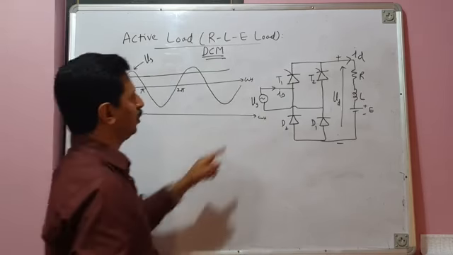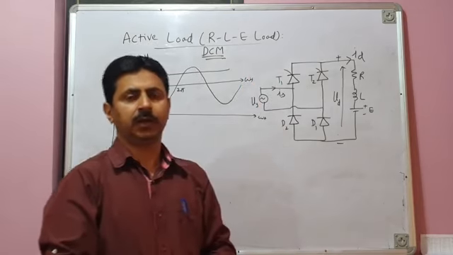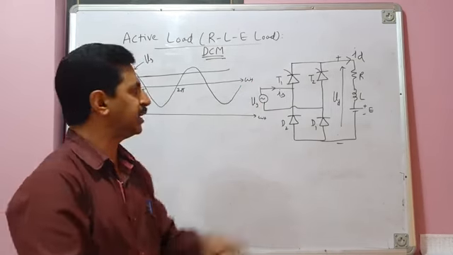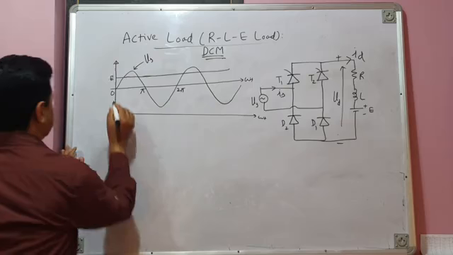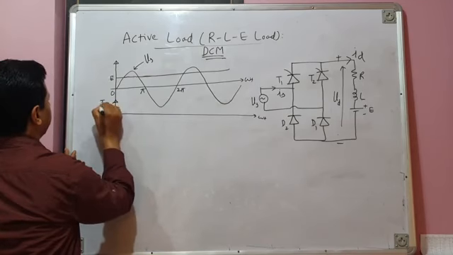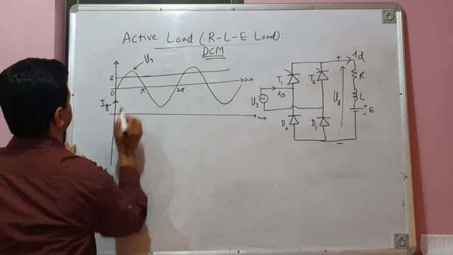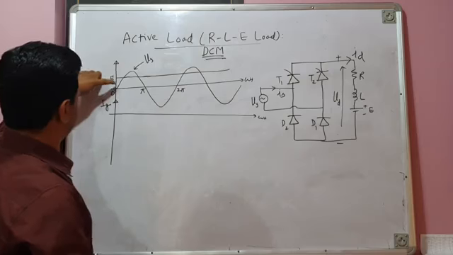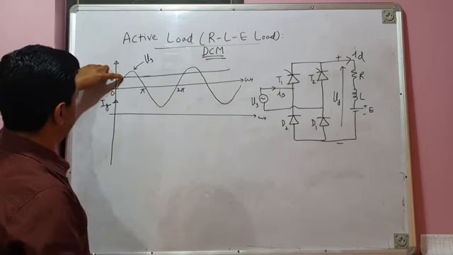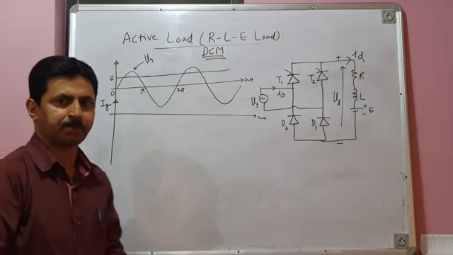As we already know, thyristor T1 will be fired in the positive half cycles of source voltage, and thyristor T2 will be fired in the negative half cycles of source voltage. So, the gating current pattern or firing pulse pattern is like this. Now, the question is, where should I apply the firing pulse? Should I apply the firing pulse here, here, here, or beyond this point?